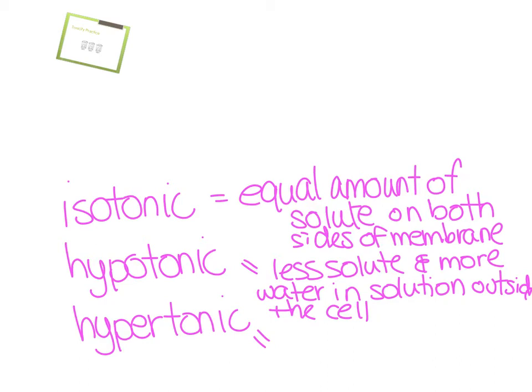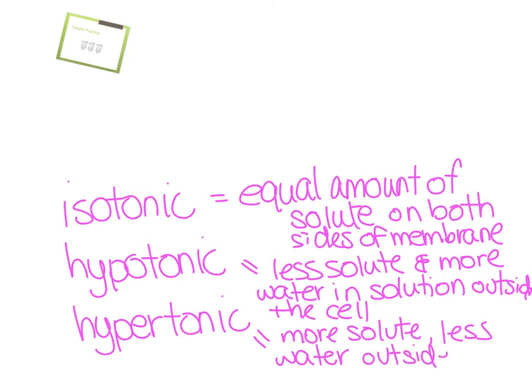Okay, so the hypertonic, what does hypertonic mean? Low concentration of solute, high concentration of water. Ah, that's hypotonic. I gave you the wrong one. So hypertonic is going to be more solute, less water outside of the cell. And what does that mean? What happens to our cell here if it's hypertonic? It shrivels. So this one here, the cell's going to shrink.